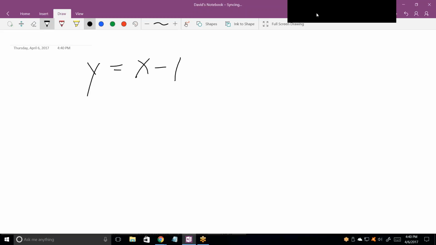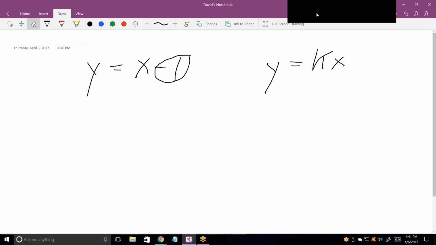Would this one be direct? This one's neither. In other words, for it to be direct, I've got to be able to write it like that. I can't write this like that. This is subtracting 1 from x. Okay, so it's got to be able to be written in this form.